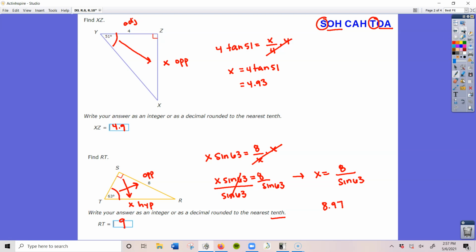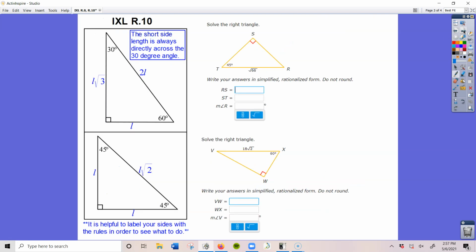Now let's go to R10. R10 is to solve for a right triangle. Solving for a right triangle just means that you're trying to solve for all of the missing sides and all of the missing angles. Now all of these are special right triangles. So what I did here is that I have the rules for both types of triangles here, so we can use that as a reference.